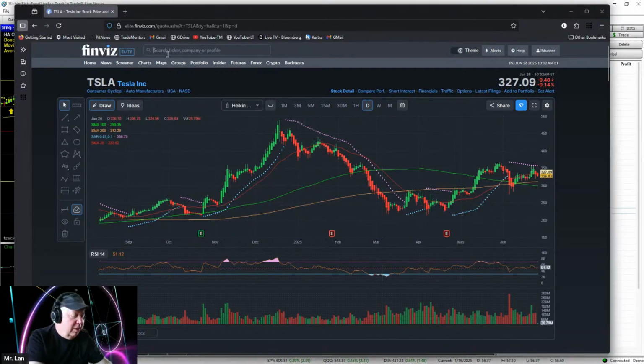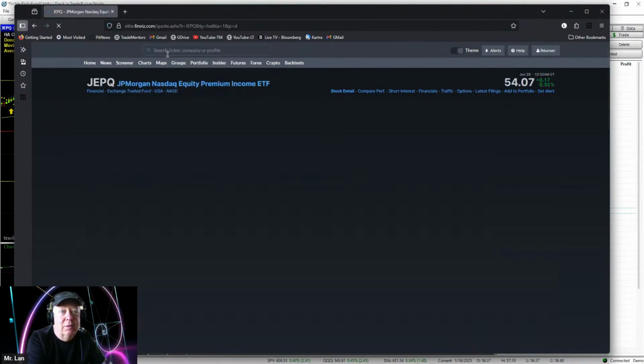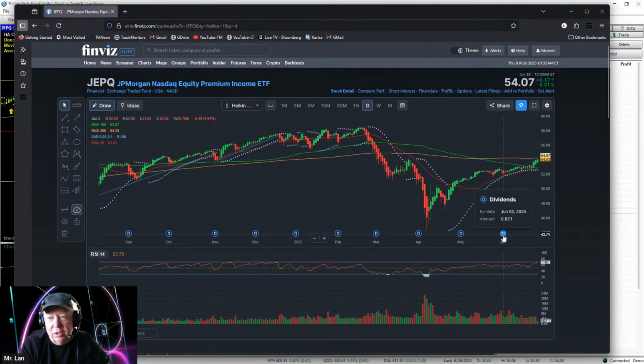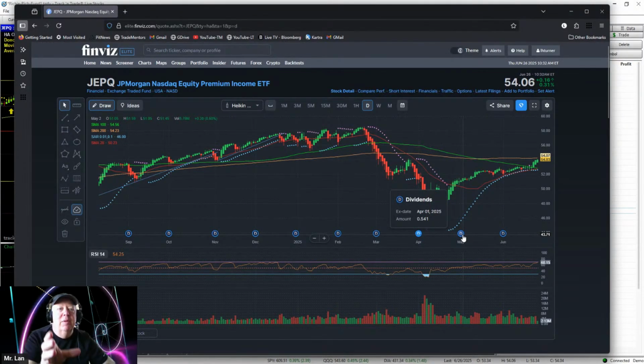If you remember when we brought up JEPQ, so that's JEPQ. Notice it has the little dividend circle down here, and that's 62 cents per share, just like we mentioned. So it's $54 a share, and for every share that you own, they're going to give you 62 cents. That's pretty darn cool. And they're just investing your money right into the QQQ. Very stable, very good, very long-term strategy. It has been going on for years.